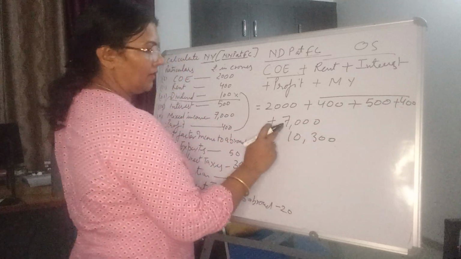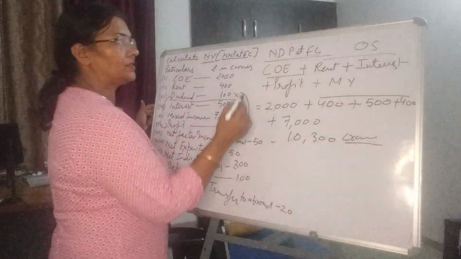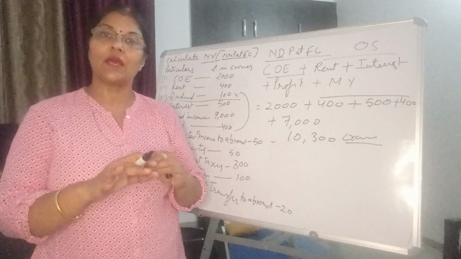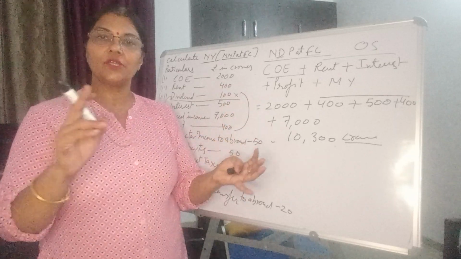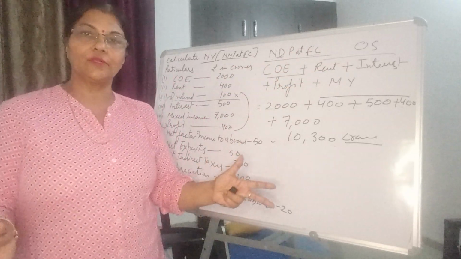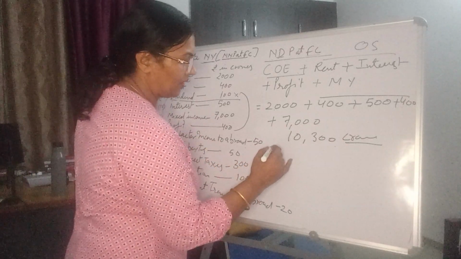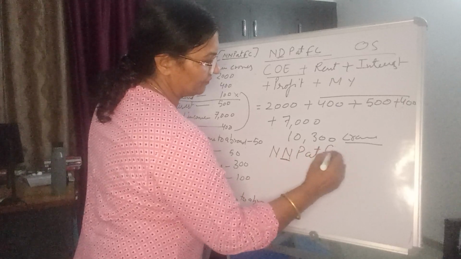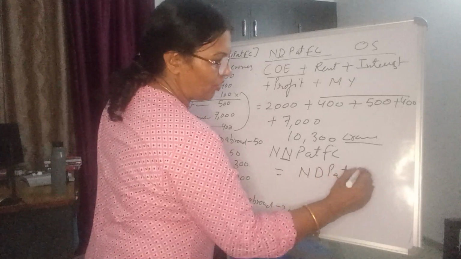Crore rupees. What is it? This is NDP at FC because we only added the components of domestic factor income. Till now we have not added anything for depreciation, NFIA or NIT. This is NDP at FC by adding only the components of domestic factor income. Now, after doing this, we have to convert into NNP at FC. How? This is the NDP at FC which we already calculated.